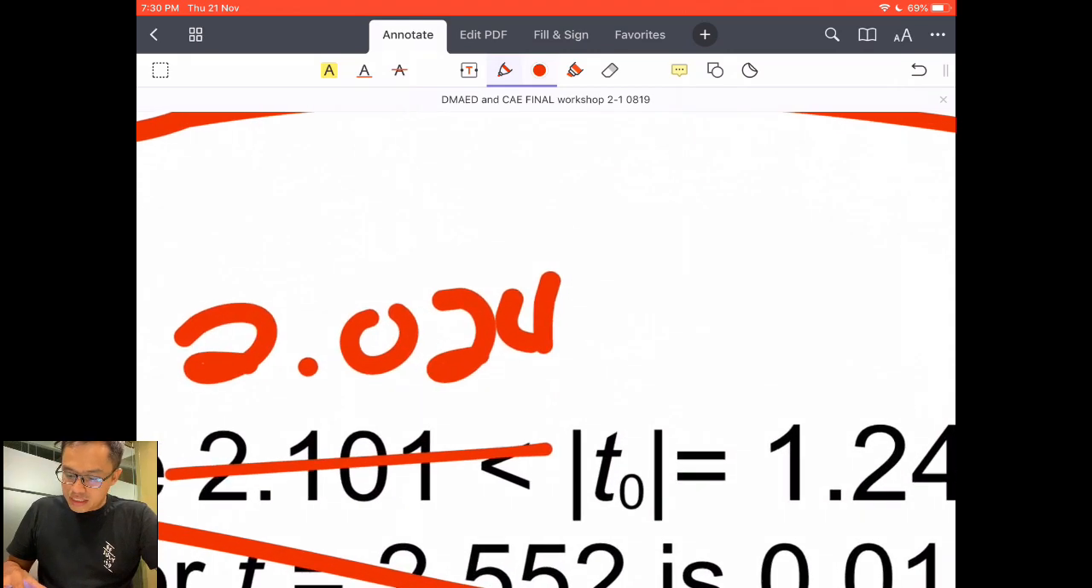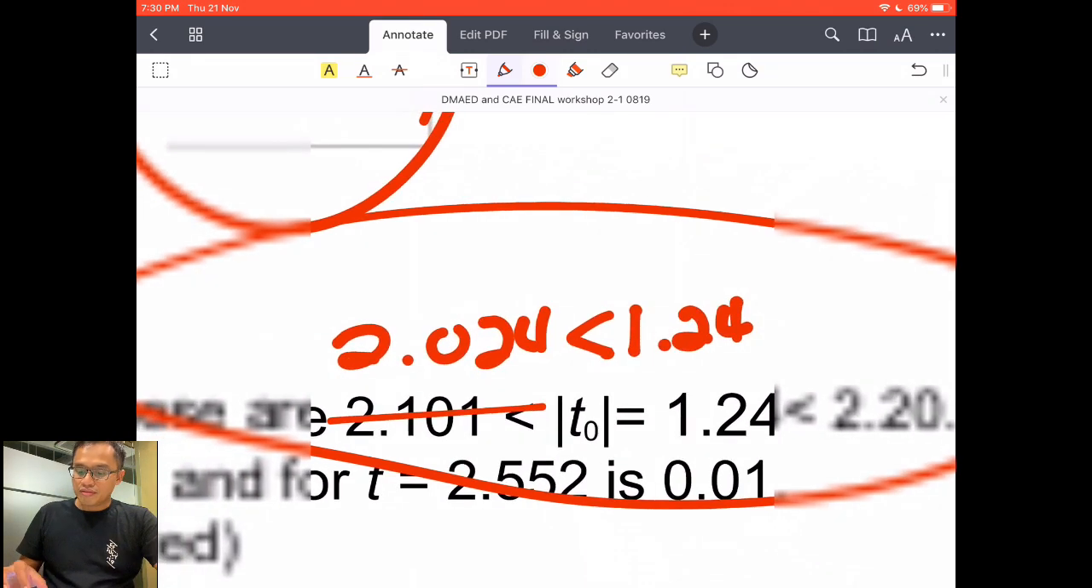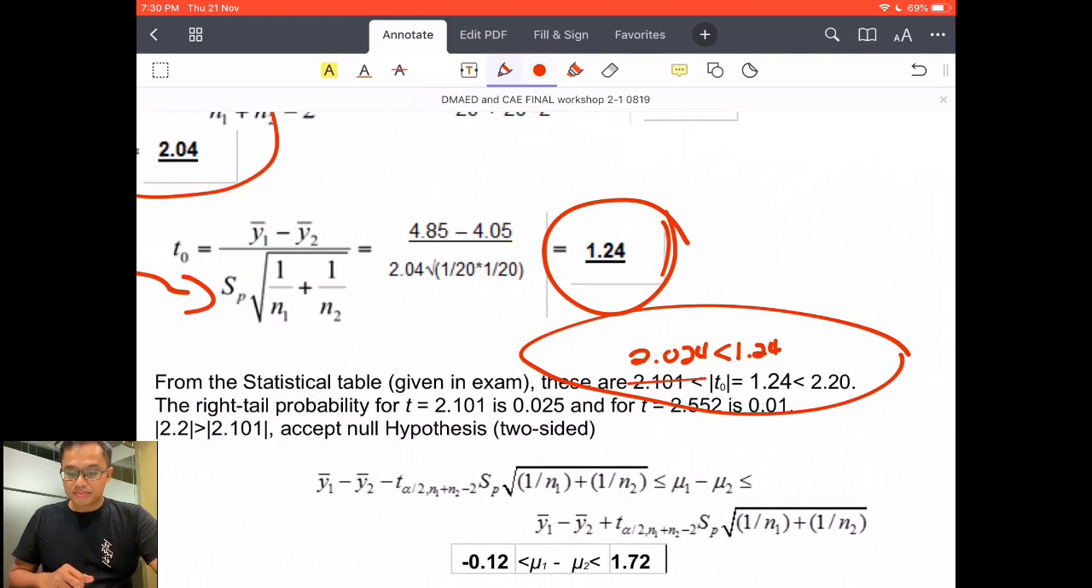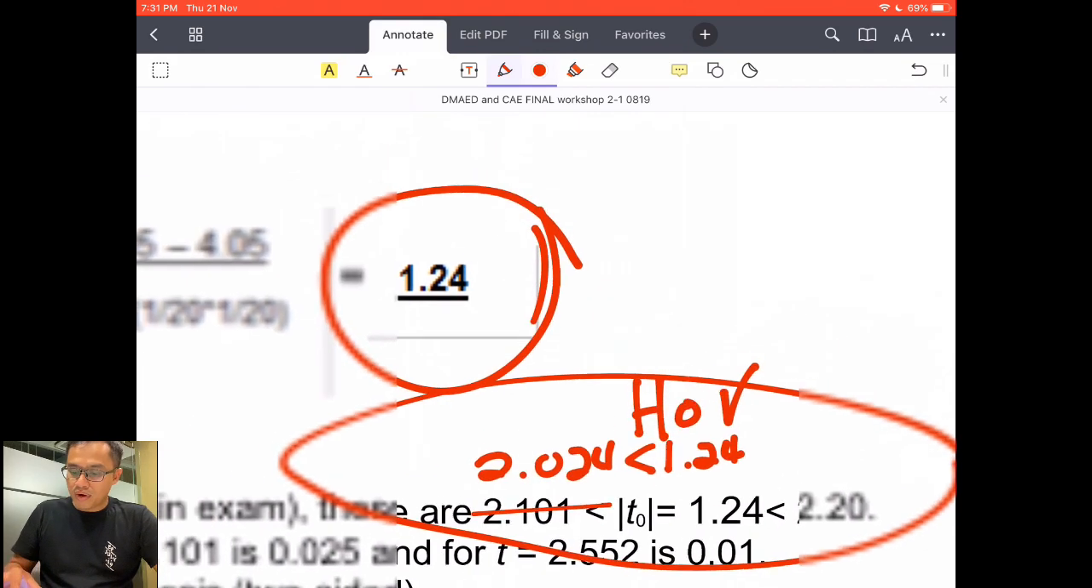But still 2.024 is smaller than the one that we have calculated, like this one, right? Therefore, it is H0 accept. H0 accept. Why is it H0 accept?